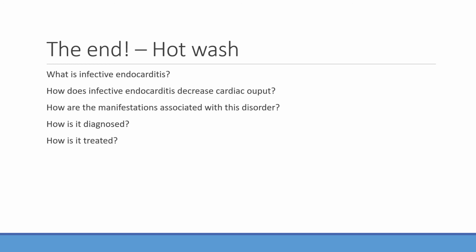What are the manifestations associated with this disorder? Okay, so can you explain to me why petechiae spots happen and why we see hematuria possibly? Why splinter hemorrhages are an issue, right? Among the other manifestations. How is it diagnosed and how is it treated? Okay, so these are all things that you need to be aware of at the completion of this lecture.